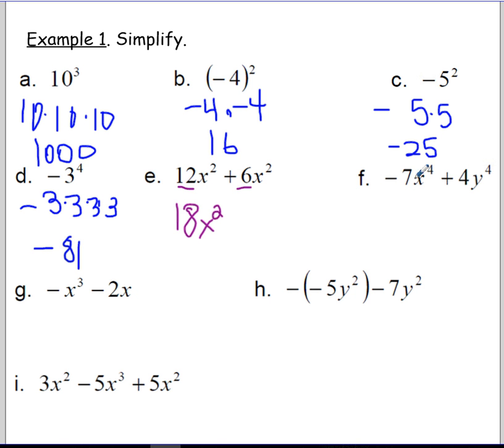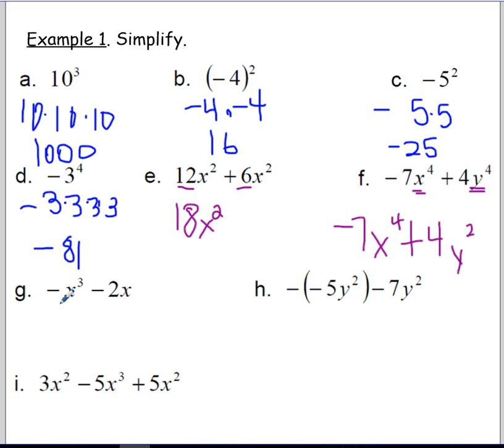For f, notice that the 4's are the same. However, one is with an x and one is with a y. So we cannot combine them. When they cannot be combined, just rewrite what they give you as proof that you know that they cannot be simplified by being combined together.